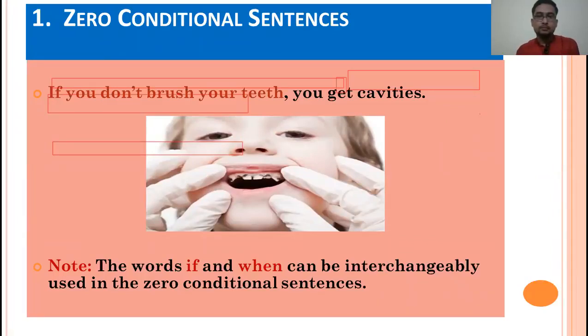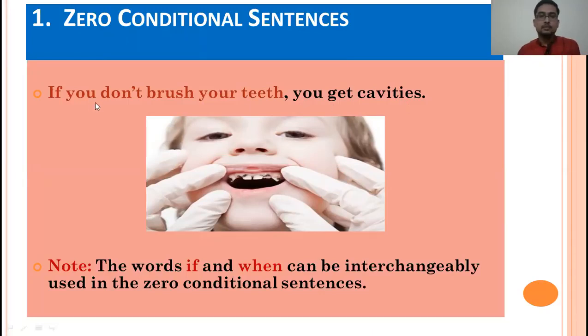So if you look at the example of conditional sentence under zero conditional, you see in the first example, if you do not brush your teeth, you get cavities. You see in the first part, the condition part, the tense is present simple, and then in the second part, the tense is also present simple, I mean present indefinite.